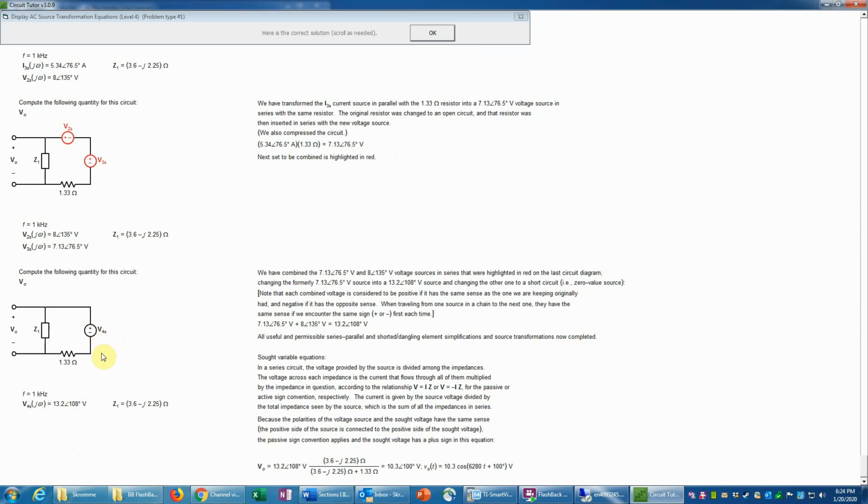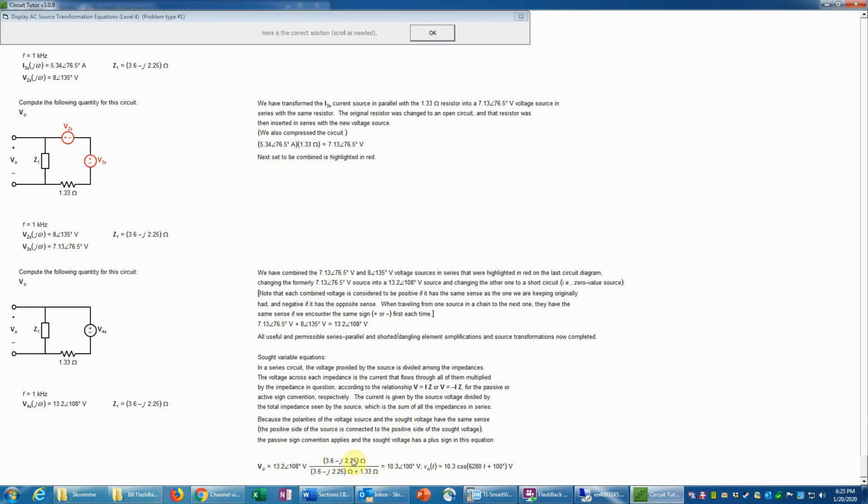So we take the value of that source, which is now the 13.2 angle 108, and multiply now times the impedance whose voltage we want in the numerator. So that's going to be Z1. That's this value. It goes in the numerator. Also goes in the denominator, and then we have to add to it the other impedance whose voltage we do not want, which is the 1.33 ohms here.